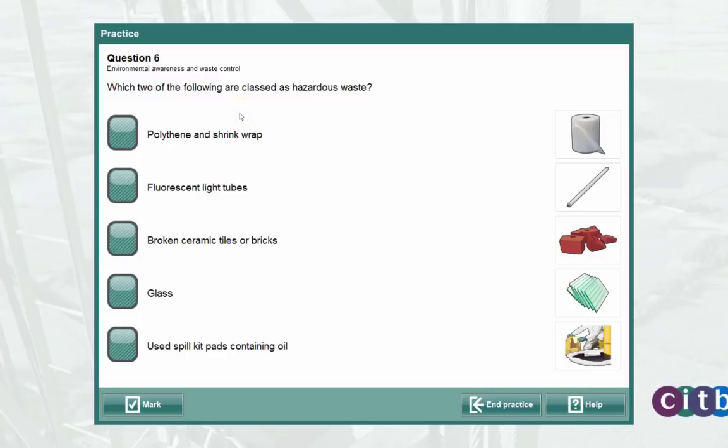Which 2 of the following are classed as hazardous waste? Polythene and shrink wrap. Fluorescent light tubes. Broken ceramic tiles or bricks. Glass. Used spill kit pads containing oil.